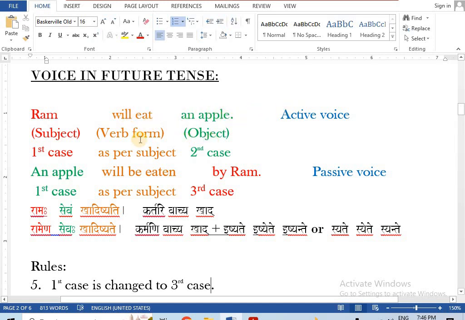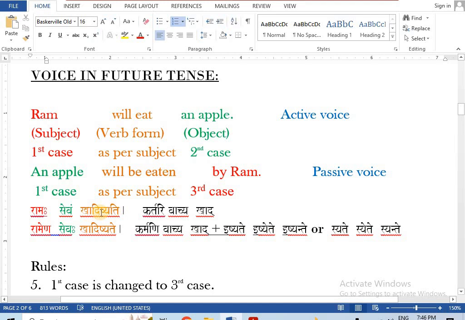Okay, when you convert to passive in English, it will be like an apple will be eaten by Ram. Am I right? An apple will be eaten by Ram. But in Sanskrit, let us form a Sanskrit sentence. Ram will eat an apple. How will it be written?